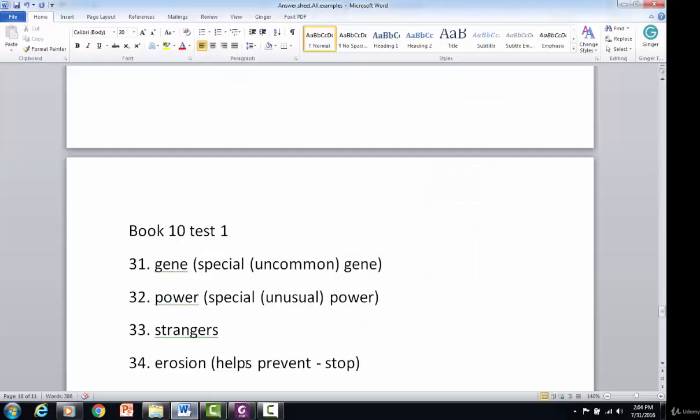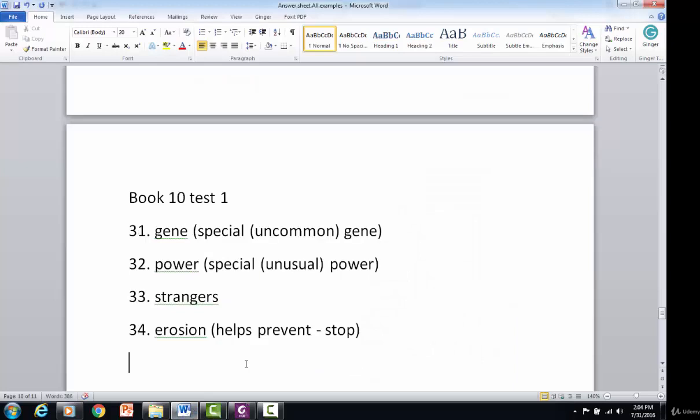Right, so 35 is islands. They said he lives on a few. A few is a synonym for what? A small number.